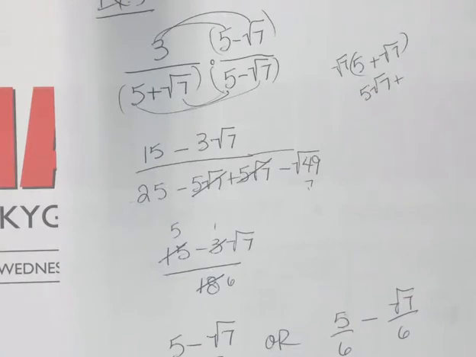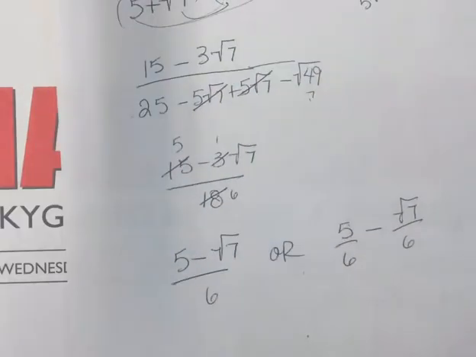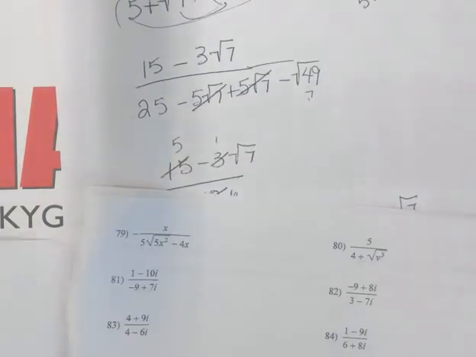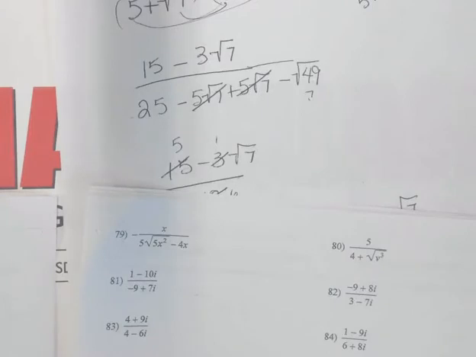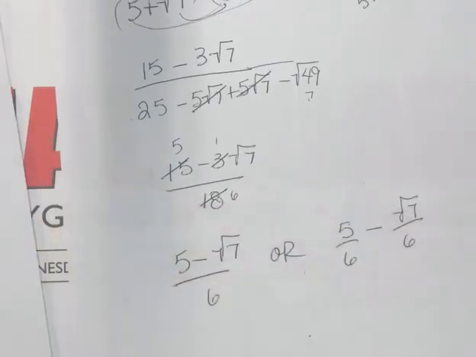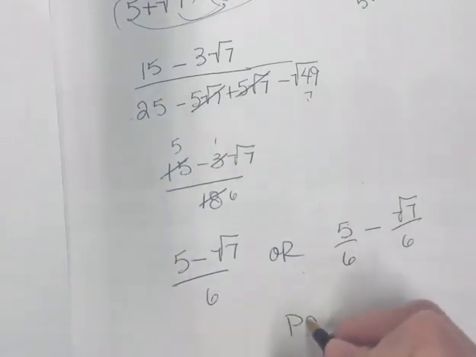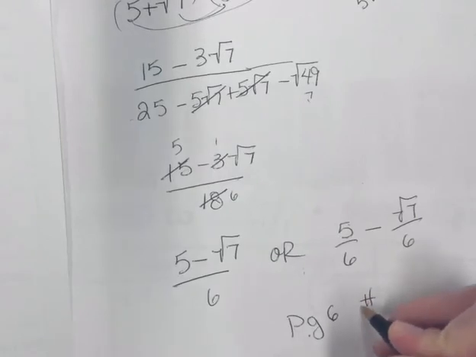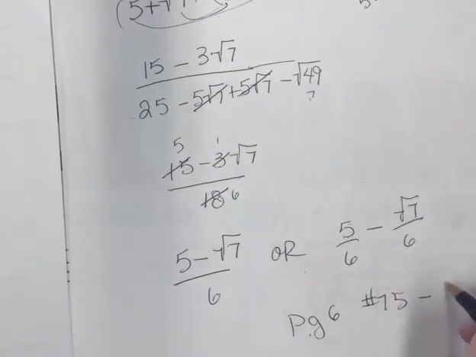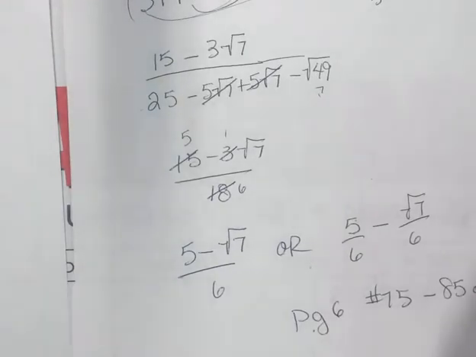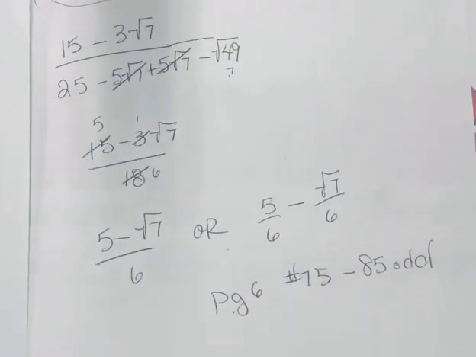Questions on that? Take out your packet. Let's try a couple of those before we hit. So in your packet, in your unit, we are going to go to page 6. We're going to do, on page 6, numbers 75 through 85, odd. 75 through 85, odd.